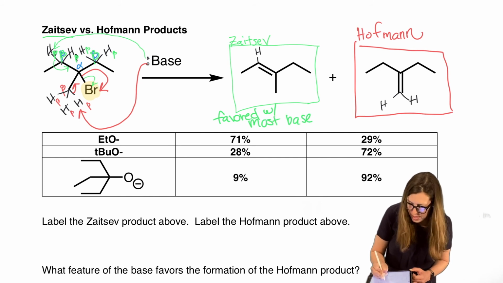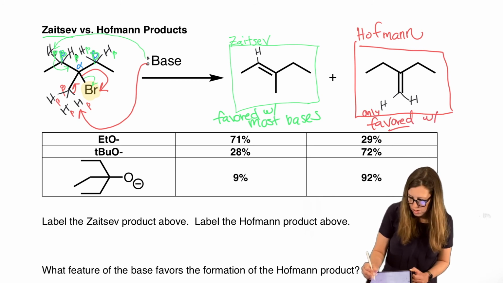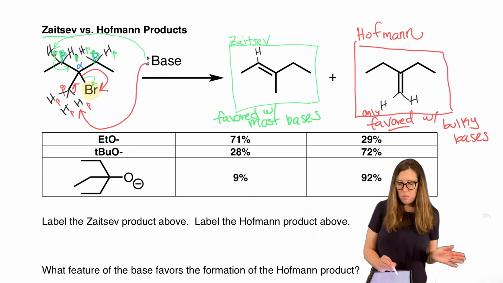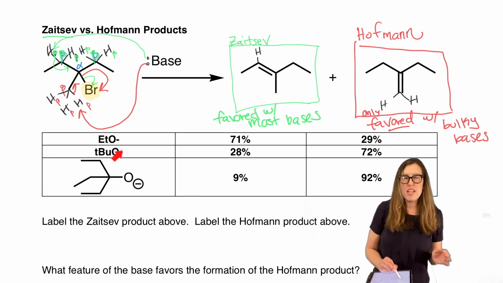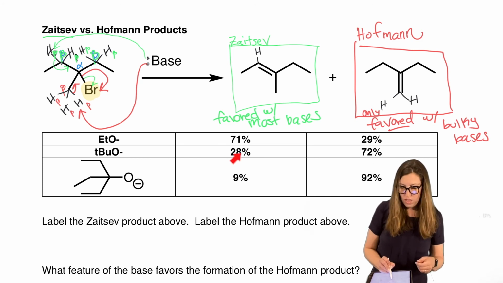But I put in a few examples of bulkier bases for you after ethoxide, things that are more bulky. So I'm going to put only favored with bulky bases. So what is considered a bulky base? The bare minimum, and it's often sometimes still not bulky enough, I'll tell you, because this is where we have our transition point, is T-butoxide. We still get like almost a third, right, or a quarter to a third of Zaitsev product.